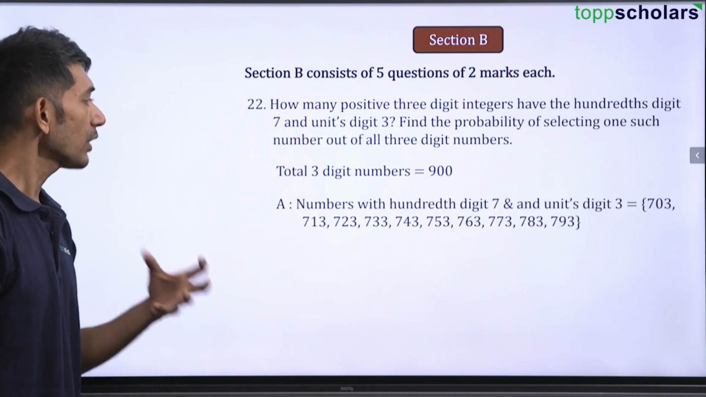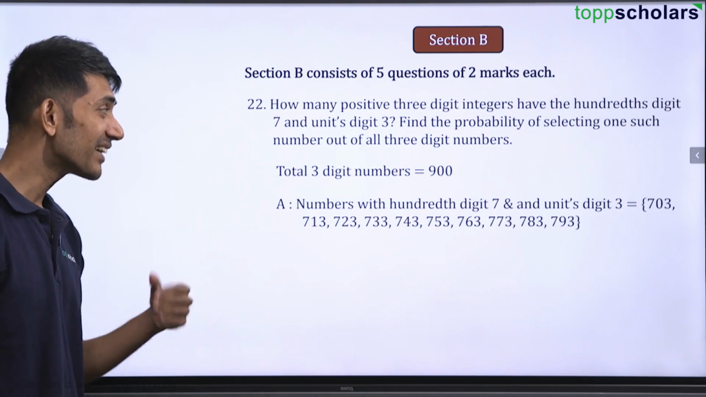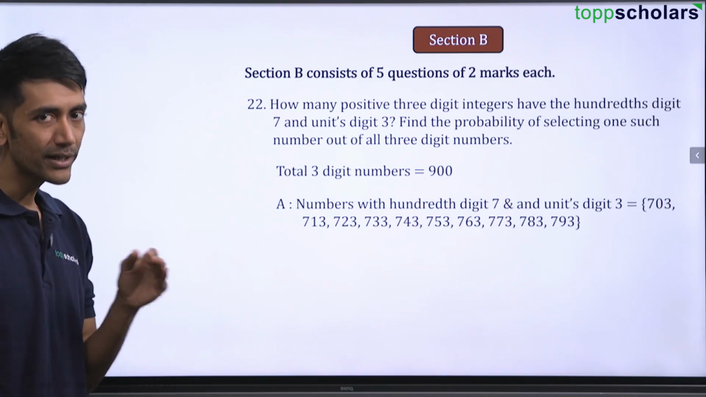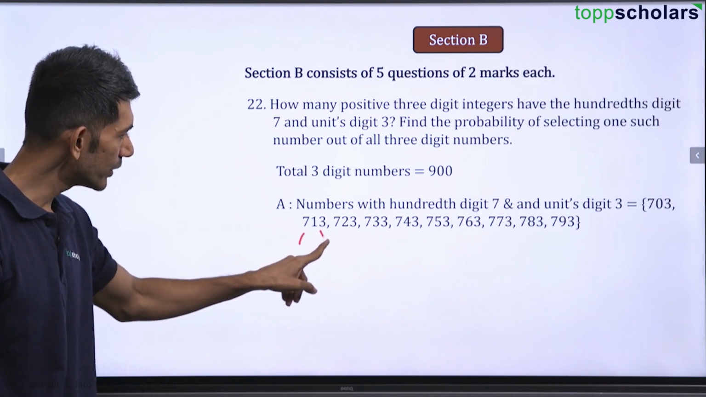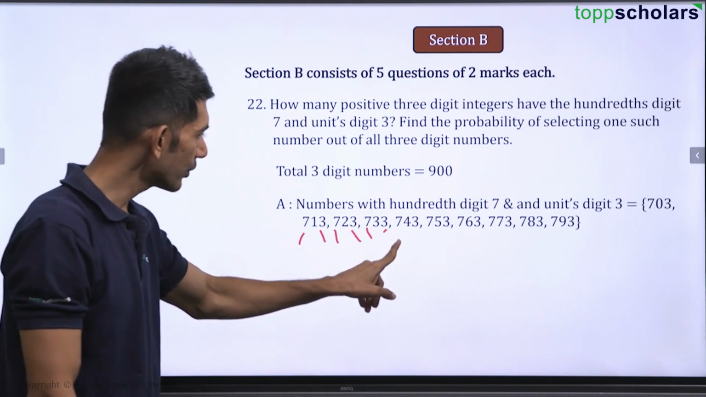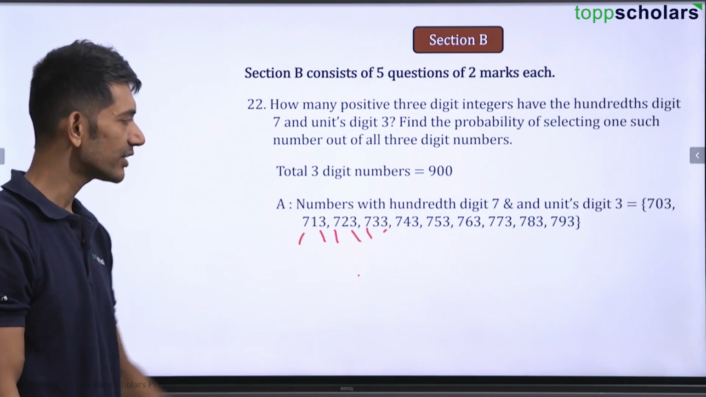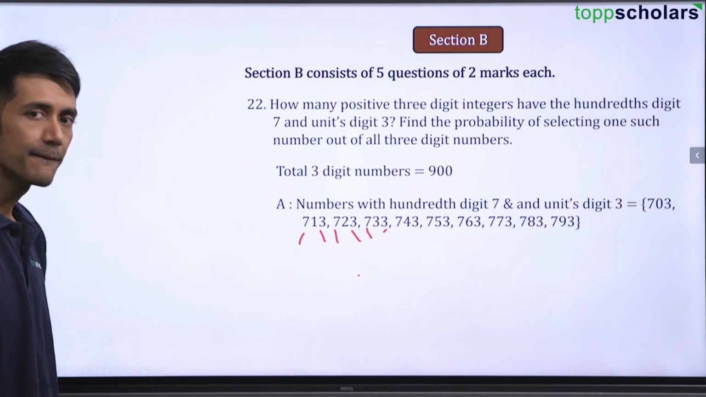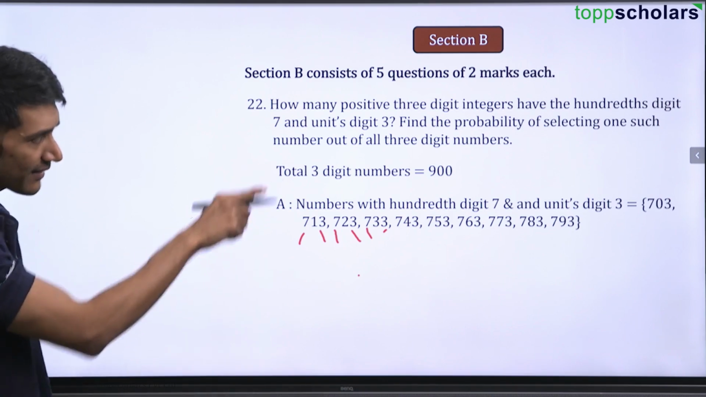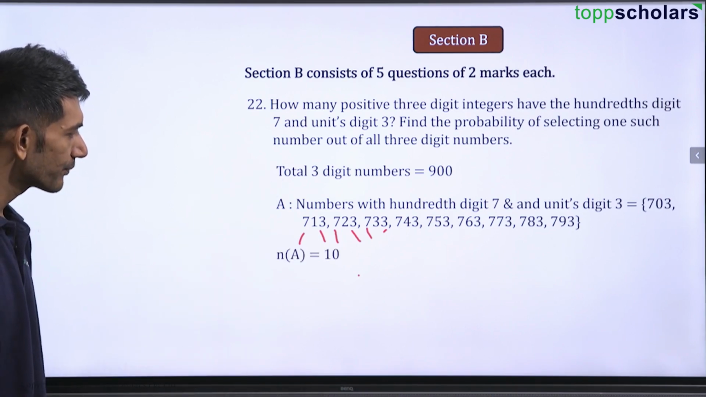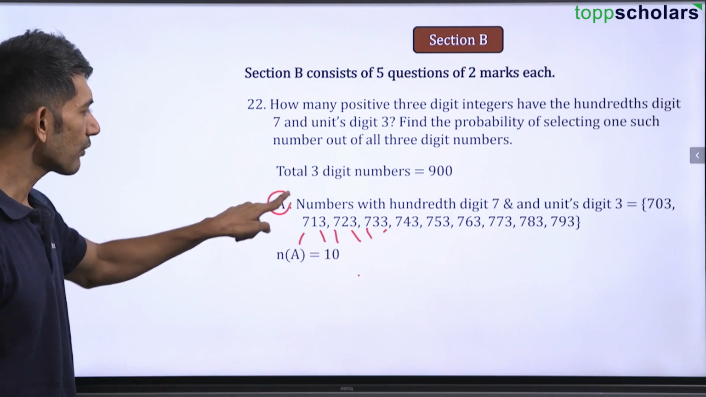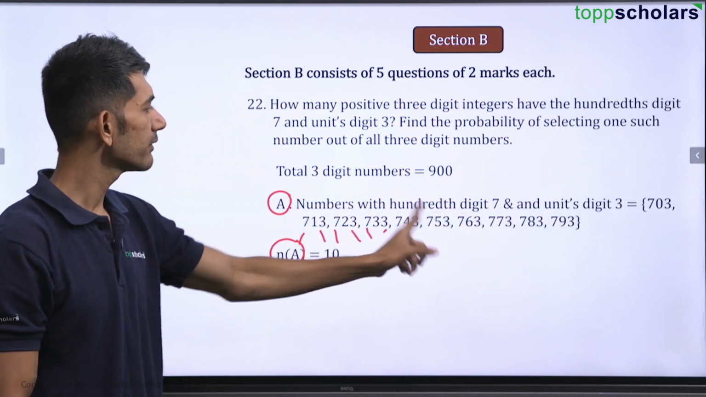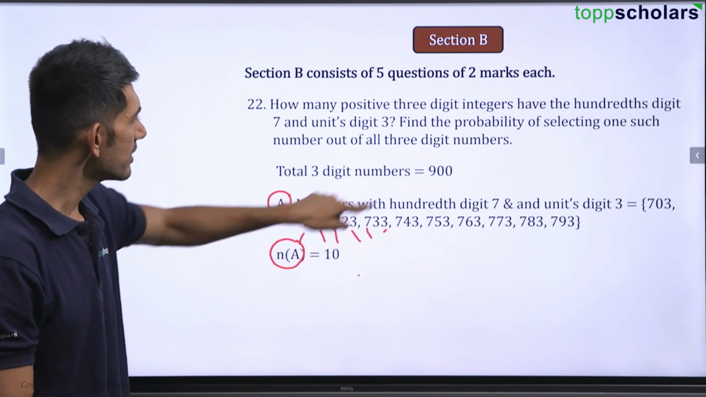Now let us talk about the numbers with 100th digit 7 and unit digit 3. 100th digit is 7 and unit digit is 3. So obviously 7 _ 3, and keep on doing it: 713, 723, 733, 743, 753, 763, 773, 783, 793. Correct? These are the only possibilities, and obviously 703 also. So total numbers are how many? Can I say if A is an event, then number of elements in event A are 10, because if you count 1, 2, 3, 4, 5, 6, 7, 8, 9, 10. This is 10, this is 900.